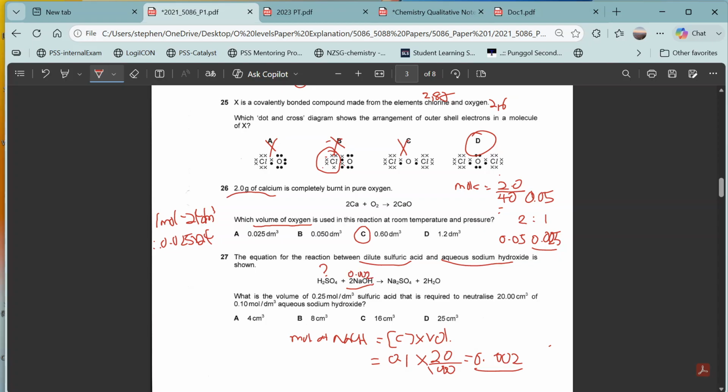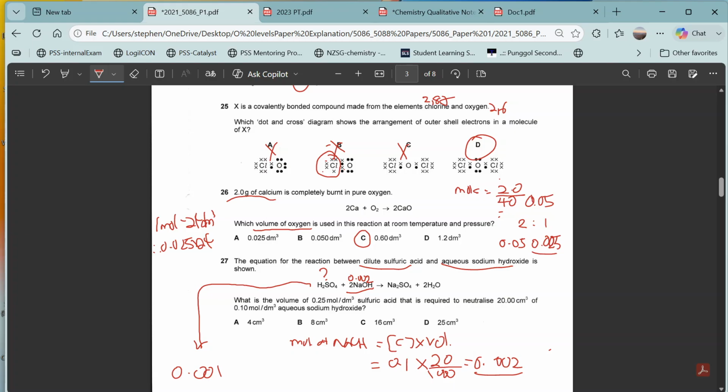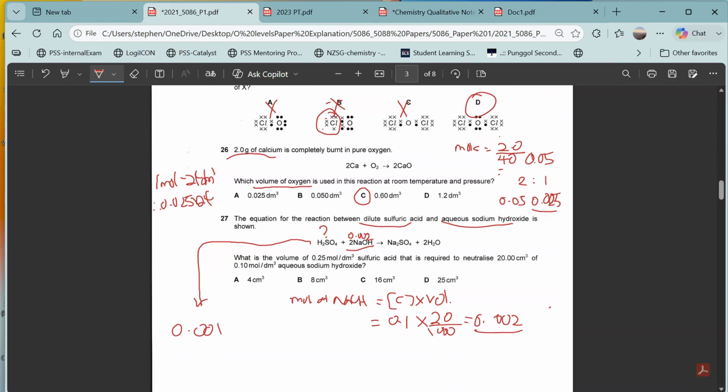Okay, but you see the ratio is 2:1, right? That means sulfuric acid I need to have 0.001, right? Divided by 2. Then they ask me the volume, right? So because it's acid, so I use back the same. So concentration times the volume. So how much is 0.01? 25 times the volume. That means I want to know what volume is. I know I need 0.001 moles of acid, but how much?